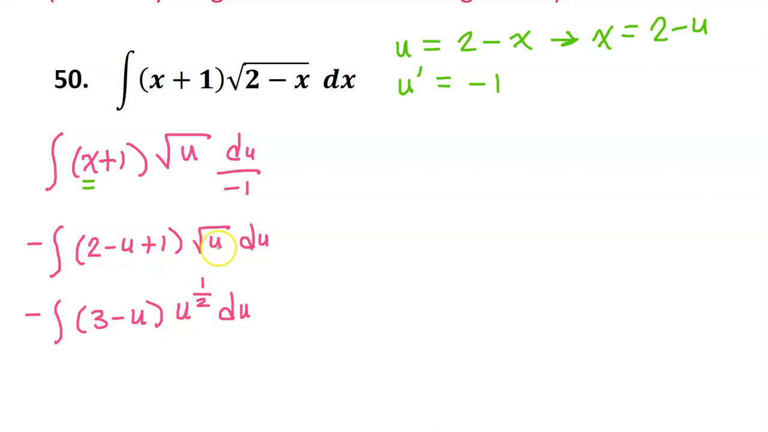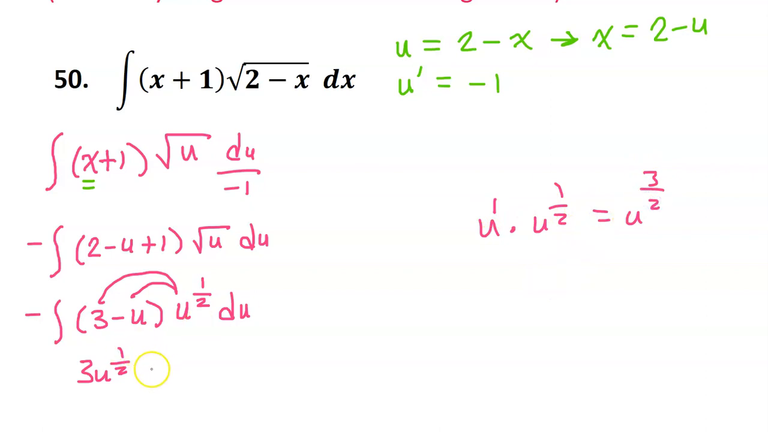Instead of the square root of u, I'm going to write u to the 1/2 power, because on the next step, I'm going to distribute u to the 1/2 power, and it will be easier to manipulate this way. Obviously, 3 times u to the 1/2 power is just 3u to the 1/2 power. U times u to the 1/2 power is u to the 1 times u to the 1/2 power, and we add these exponents. So that's u to the 3/2 power. So I will have 3u to the 1/2 power minus u to the 3/2 power.